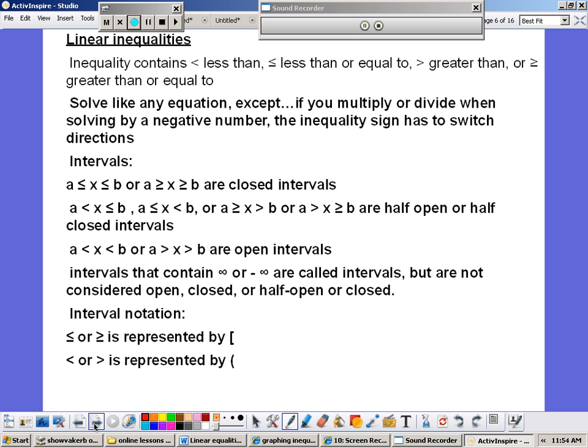And we have interval notation, which can be in the form of, instead of using the less than or equal to or greater than or equal to sign, you would use a bracket. And instead of using a less than sign or greater than sign, you would use a parenthesis. And I'll show you how that works in a second.